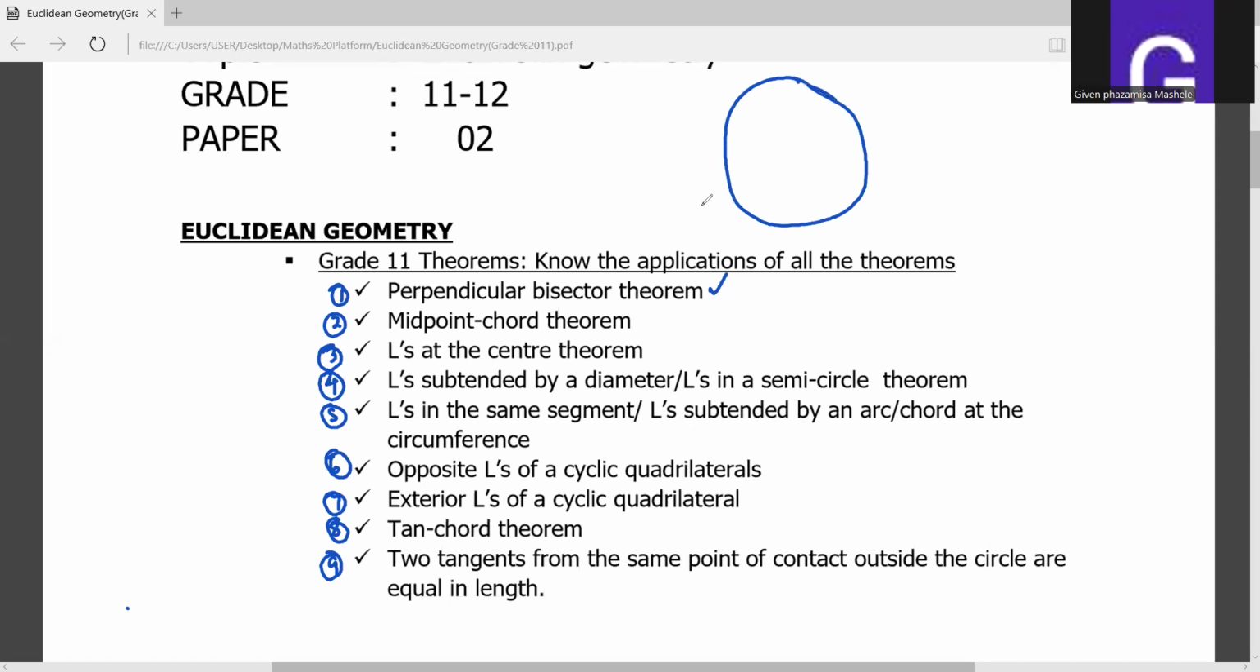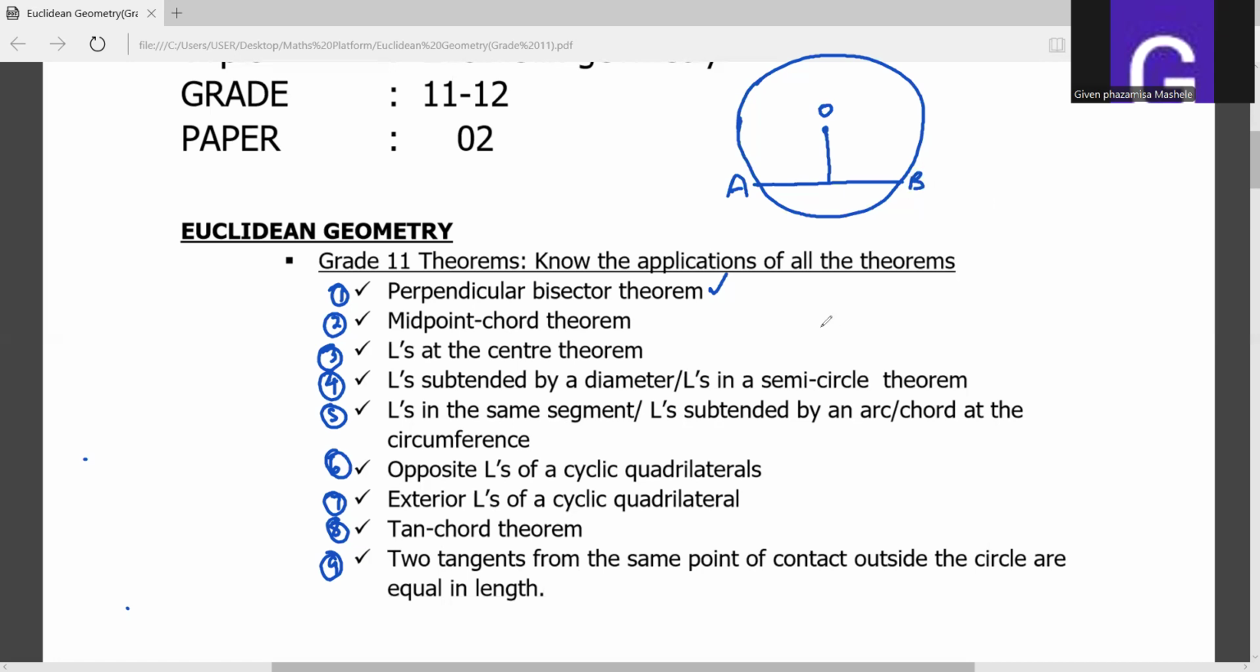Okay, within this circle, let me just draw it nicely. It's fine. So it says a line drawn from the center of the circle. So let's call it the center O. The theorem states that if you draw a line from the center of the circle, perpendicular to the chord, so this is our chord, let's call it chord AB.